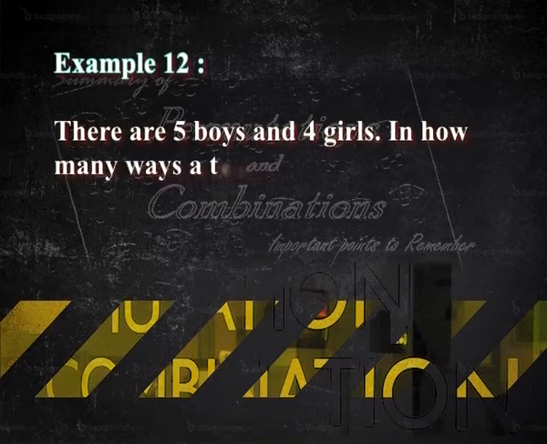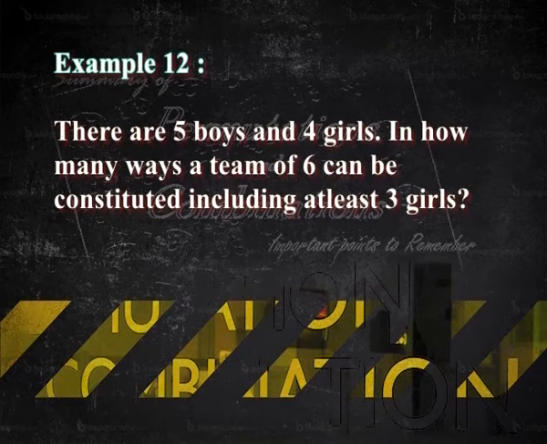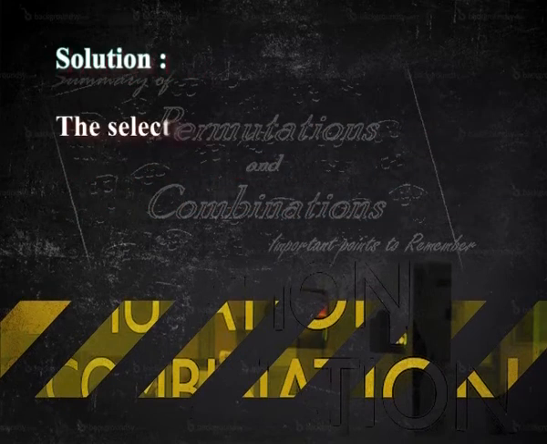Now let's come to example number 12. There are 5 boys and 4 girls. In how many ways can a team of 6 be constituted, including at least 3 girls? Now let's see the solution.